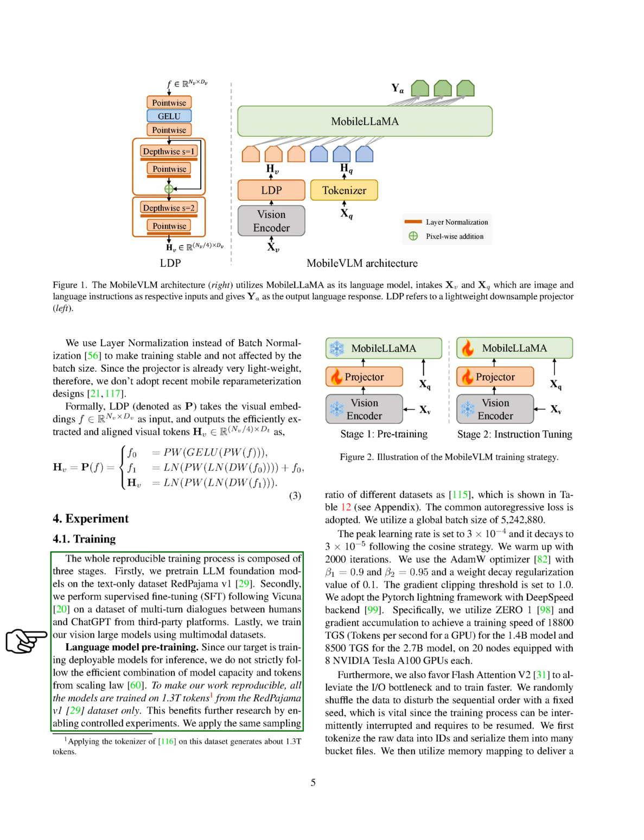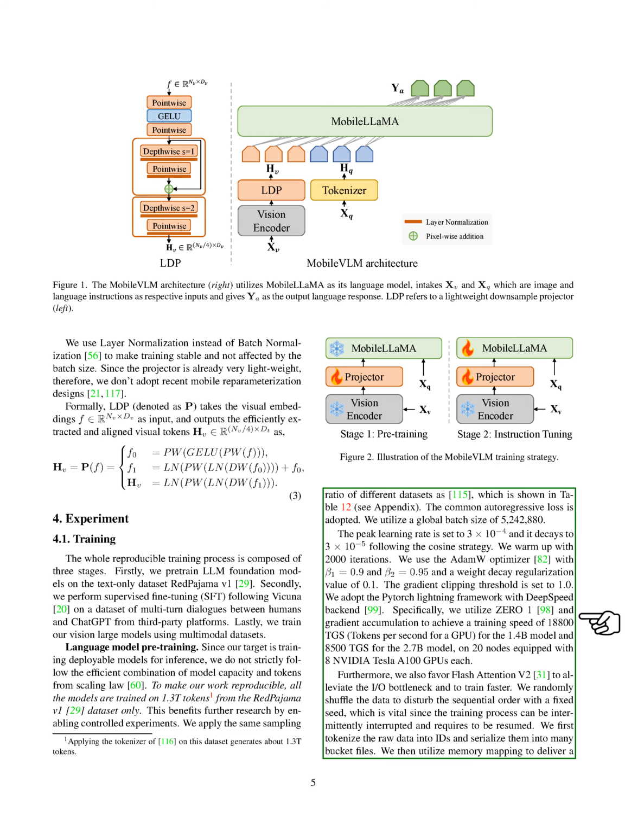For language model pre-training, we train all the models on 1.3 trillion tokens from the Red Pajama v1 dataset only. We use a global batch size of 5,242,880. The peak learning rate is set to 0.0003 and it decays to 0.00003 following the cosine strategy. We warm up with 2,000 iterations. We use the AdamW optimizer with beta_1 equals 0.9 and beta_2 equals 0.95 and a weight decay regularization value of 0.1. The gradient clipping threshold is set to 1.0.